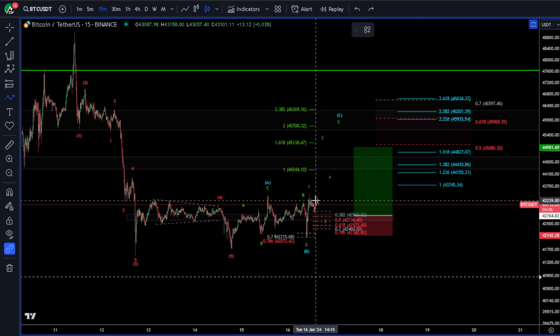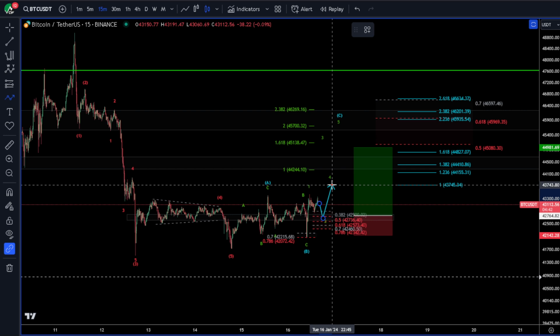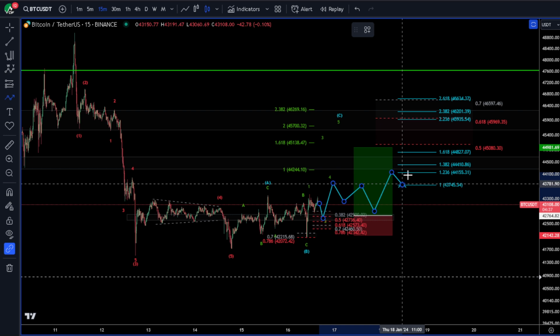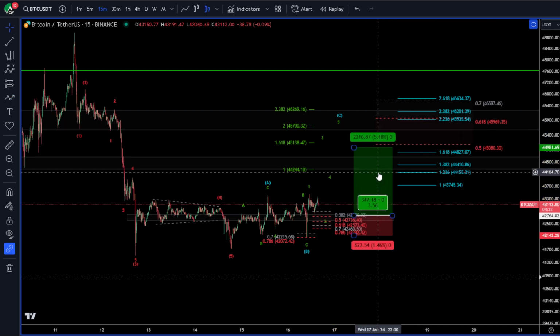But if you've done Elliott Wave long enough, you know patterns can always change. This could turn into a WXY and not an ABC, where we get 3 waves up, come back, another 3 waves up as a WXY. So we can eventually hit those targets.